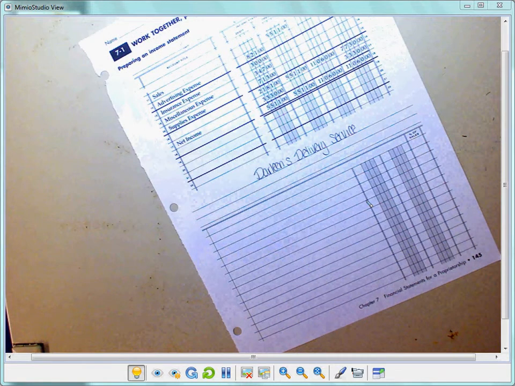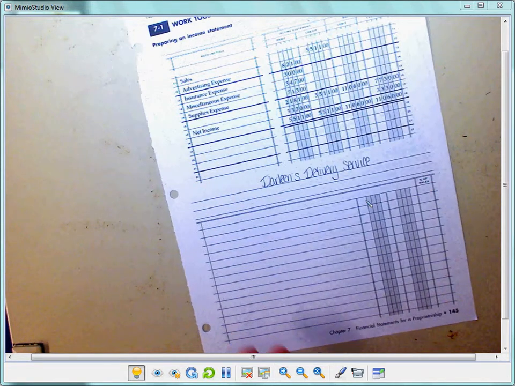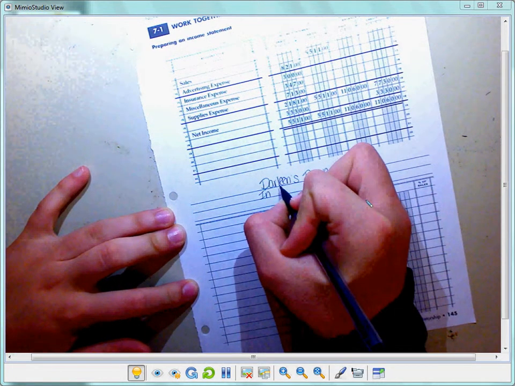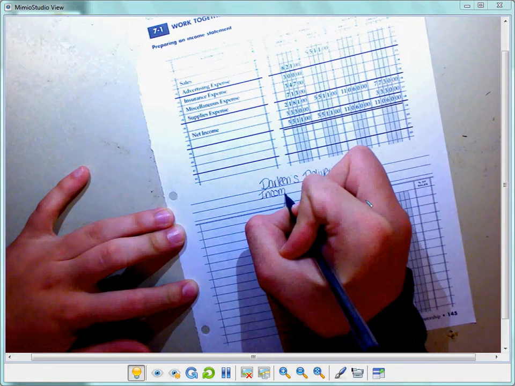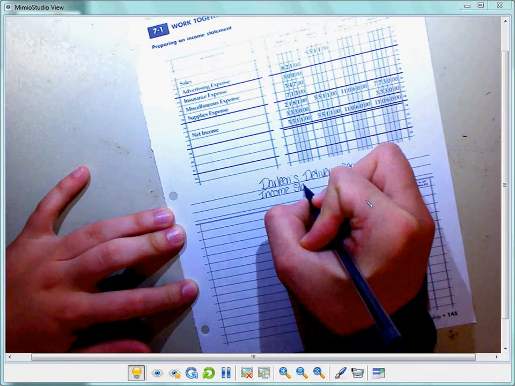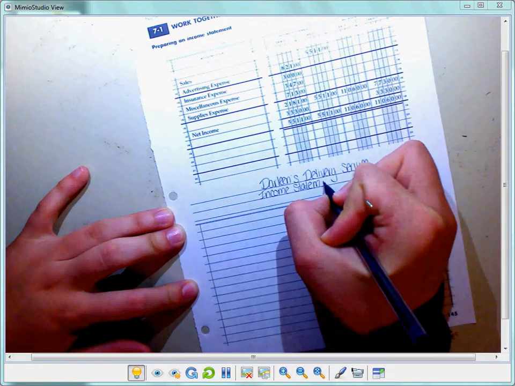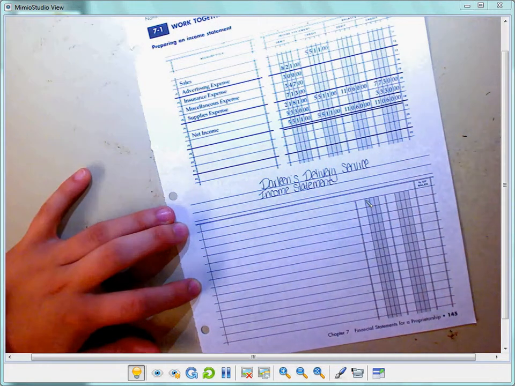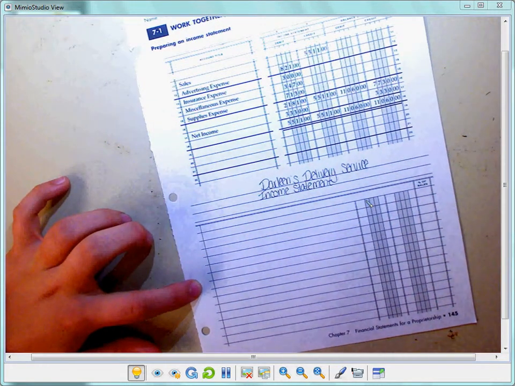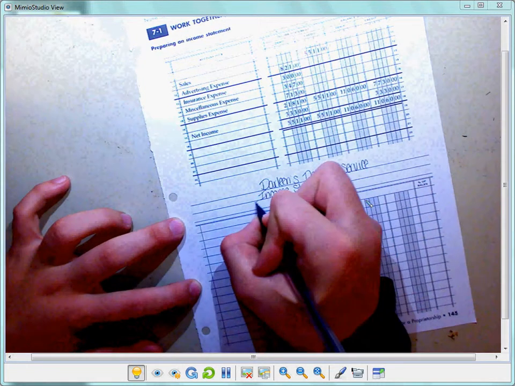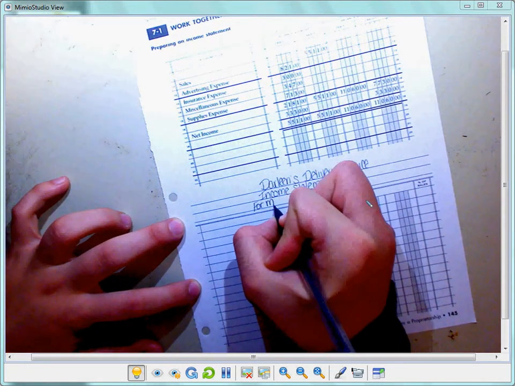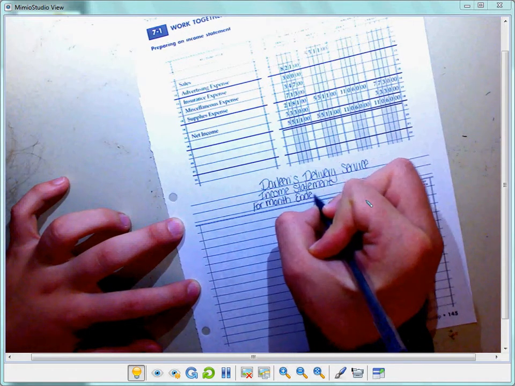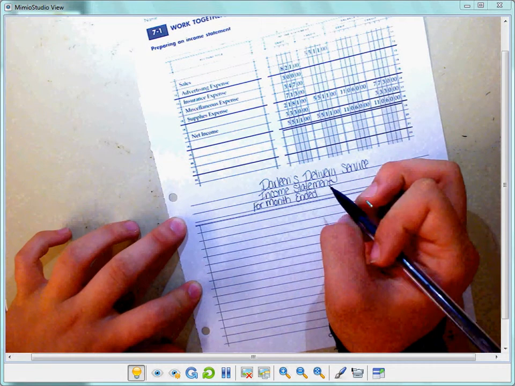Okay, line number 2 is whatever we're preparing. What are we preparing? Income statement. So income statement goes on the next line. And then our last line is for the date. This one we're going to write for month ended, July 31st, 2012. July. Yep, July 31st.